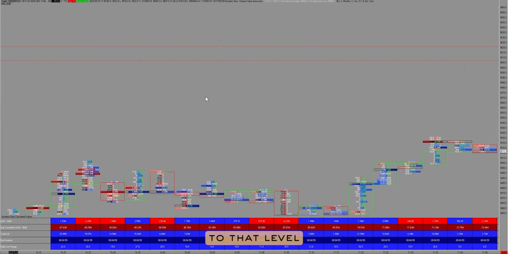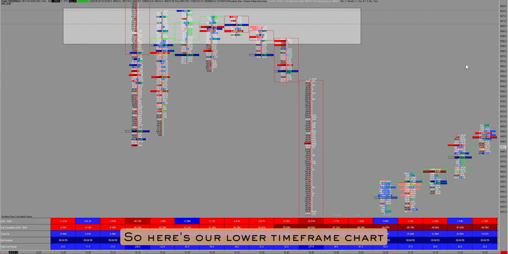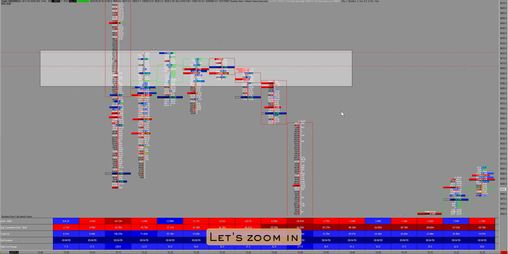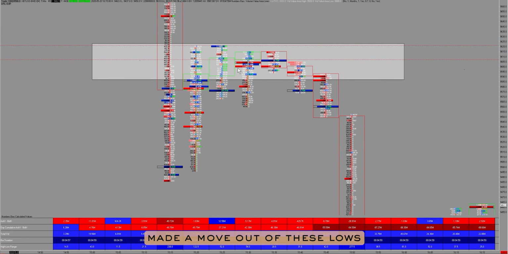So going back to that level. Here's our lower time frame chart. Let's zoom in. You can see that as price made a move out of these lows, we have a ton of imbalances within the structure. Towards the high though, aggressive buying, unable to close at the high, and you still have this imbalance that occurs at the top side of the structure.